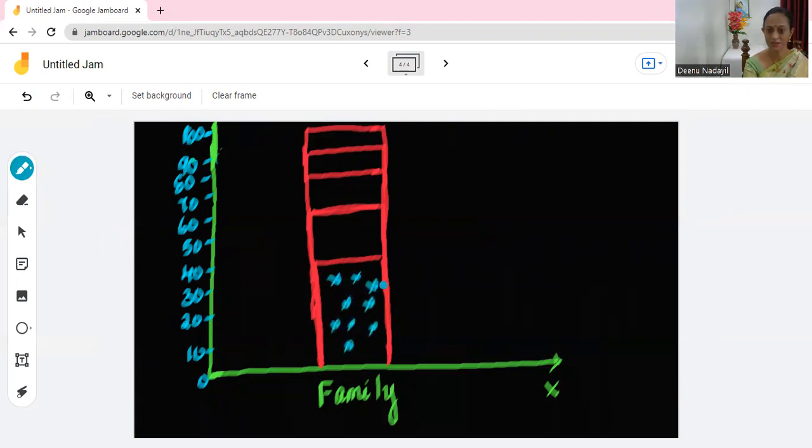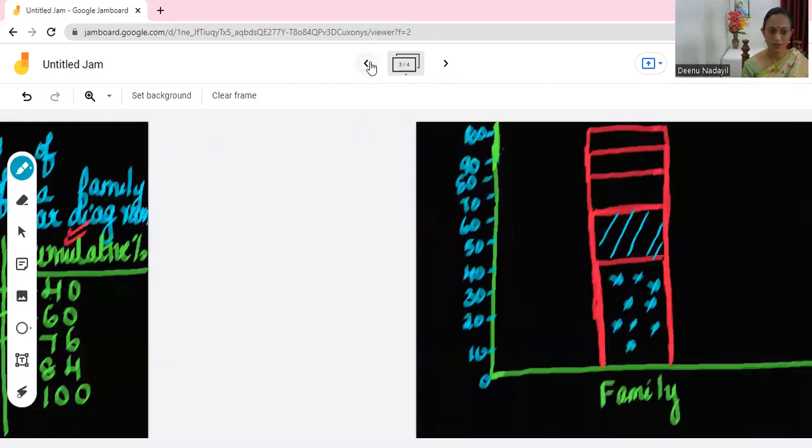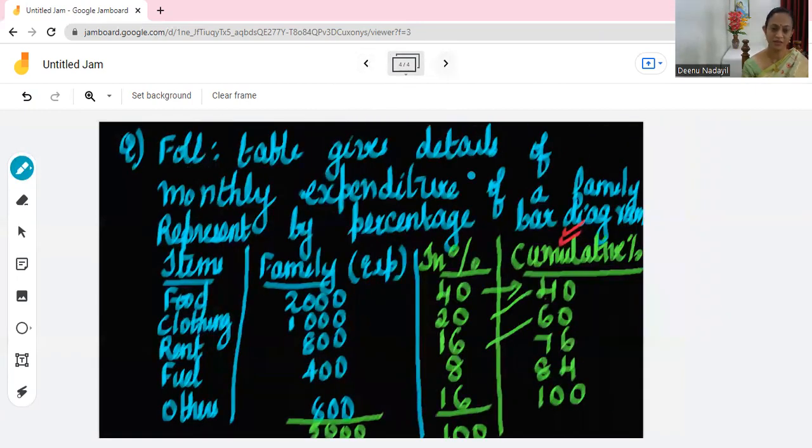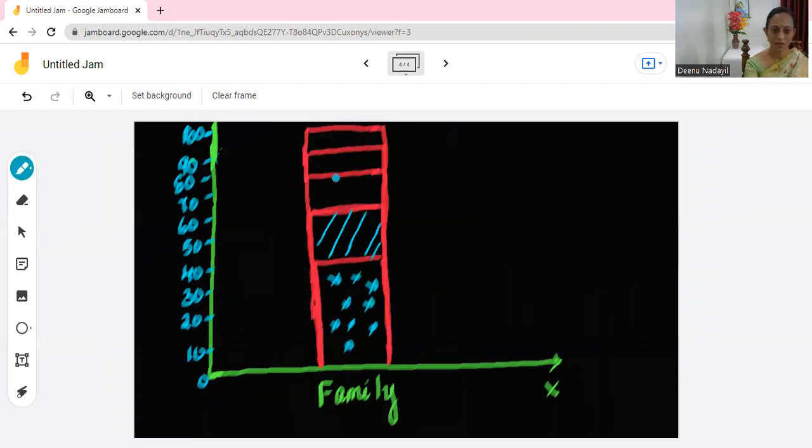Food, we have given this. And then for clothing, the next one, we have given this. And which is the next one, students? Food, clothing, rent, fuel, others. So rent we can give like this. So give different color or shading in order to differentiate. That's it.